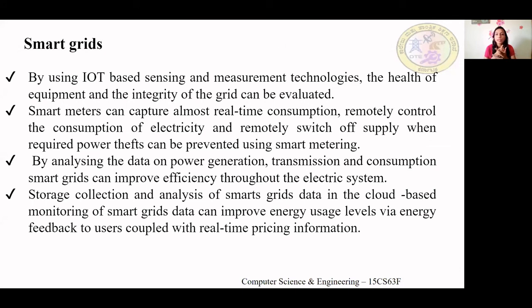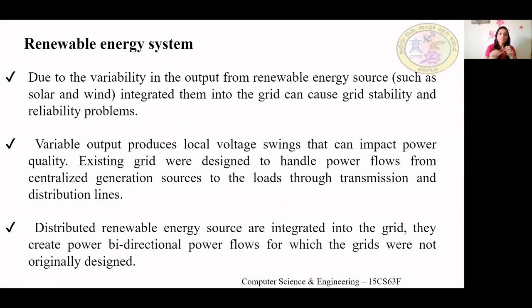Smart grid is over. I told you three applications in energy. One is smart grid, second is renewable energy, and third is prognostics. So we'll see renewable energy next. What is renewable energy? There are energies which come from solar or wind.